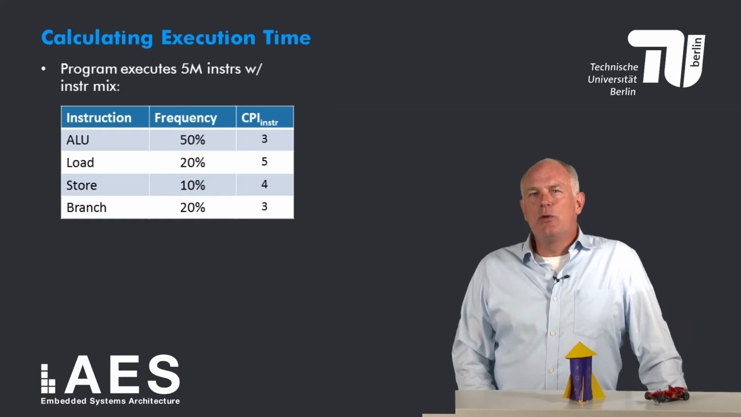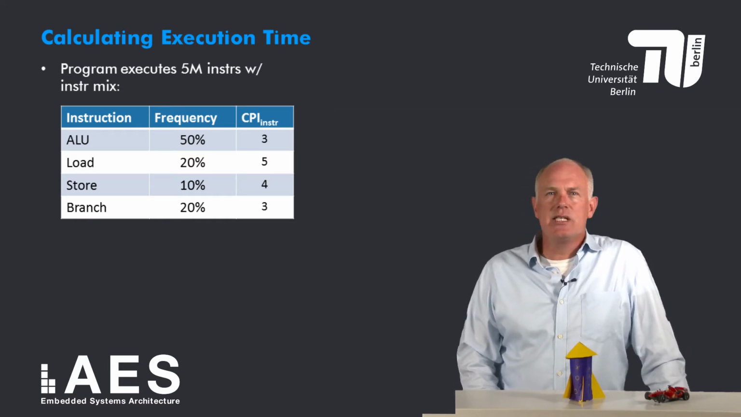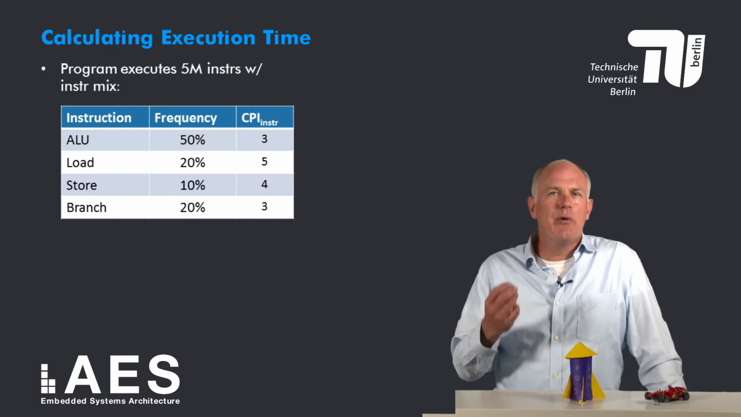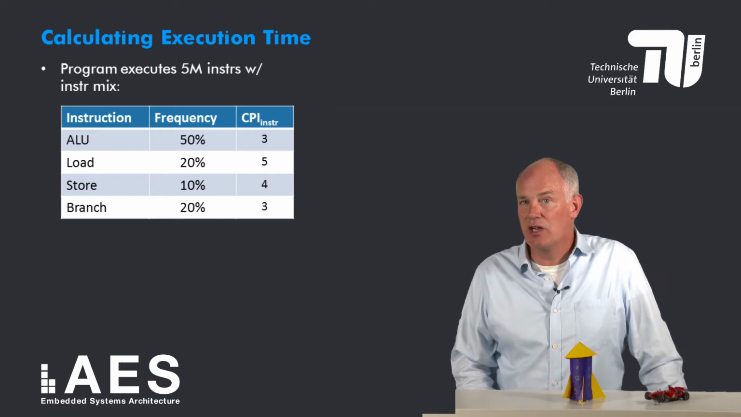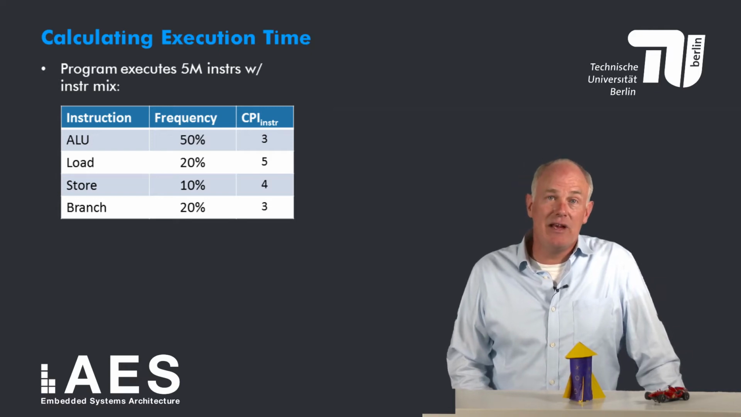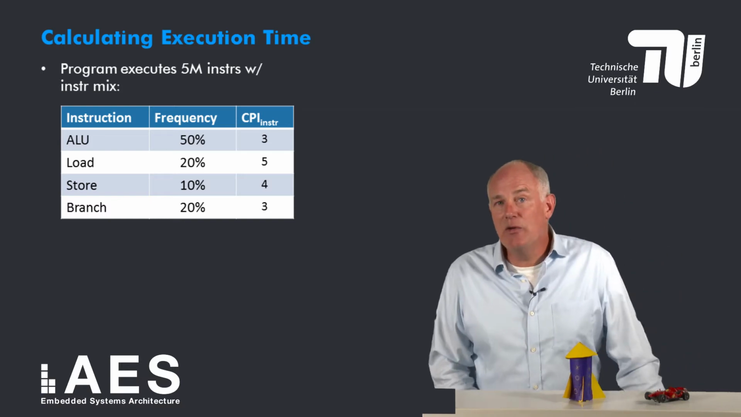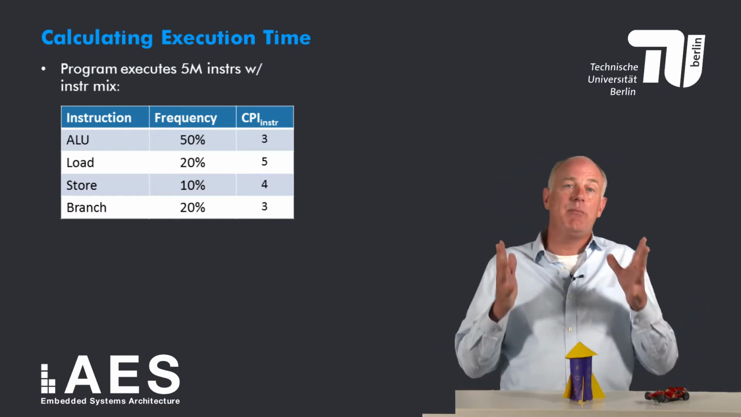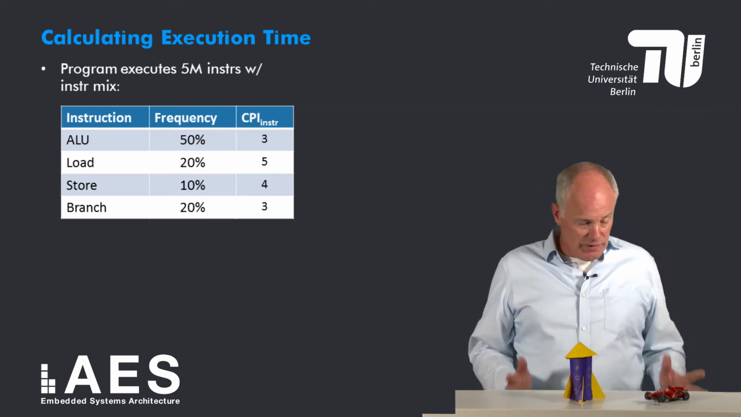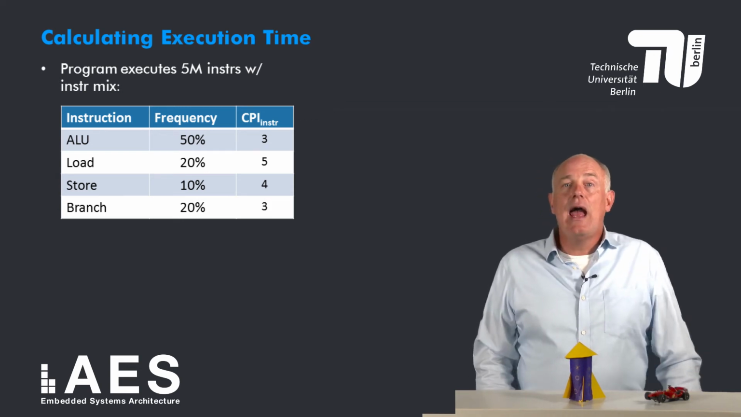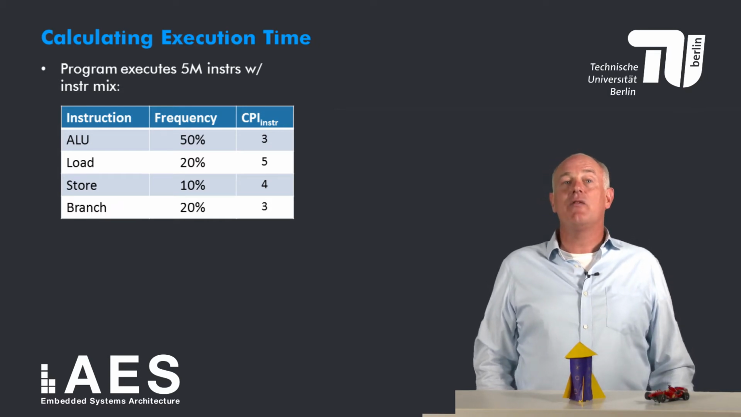Let's look at an example to see how the CPU performance equation can be used to calculate the execution time. We have a program that executes 5 million instructions with the following mix of instruction types. 50% are ALU instructions, which have a CPI of 3. 20% are load instructions, which have a CPI of 5. 10% are store instructions with a CPI of 4. And the remaining 20% are branch instructions with a CPI of 3.